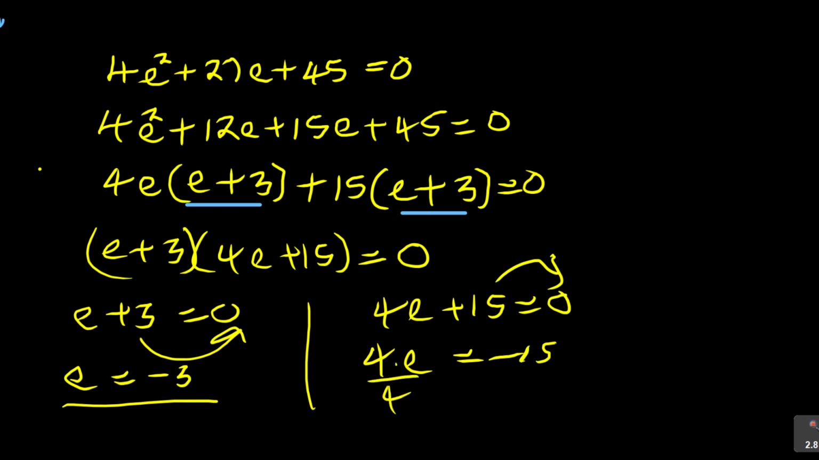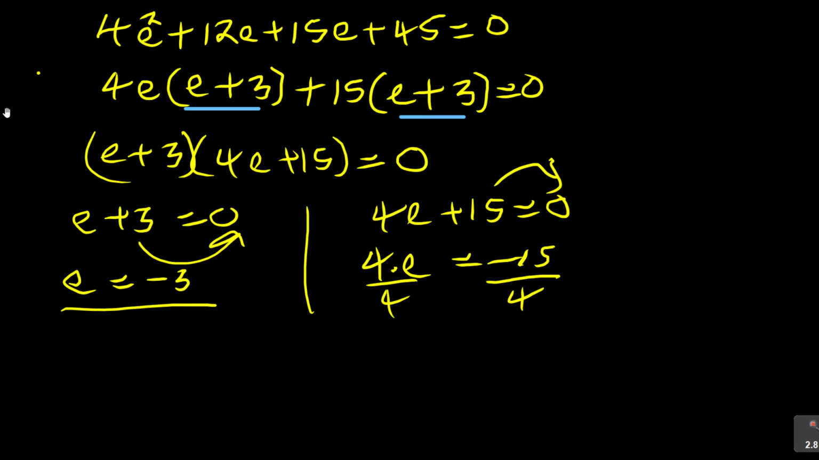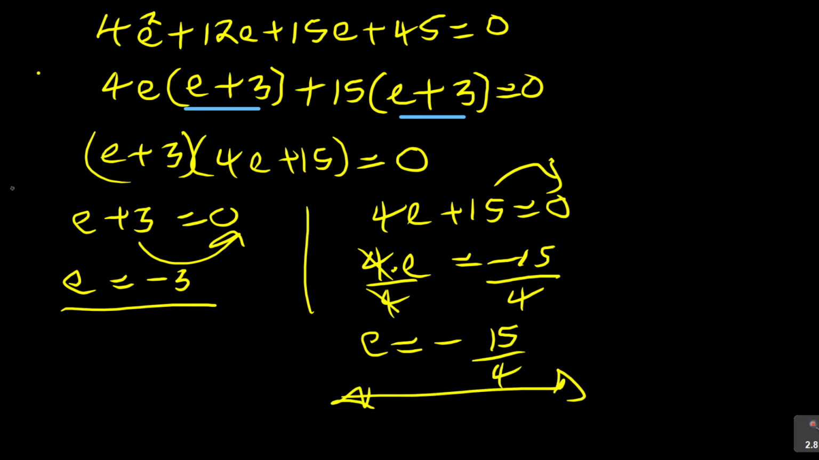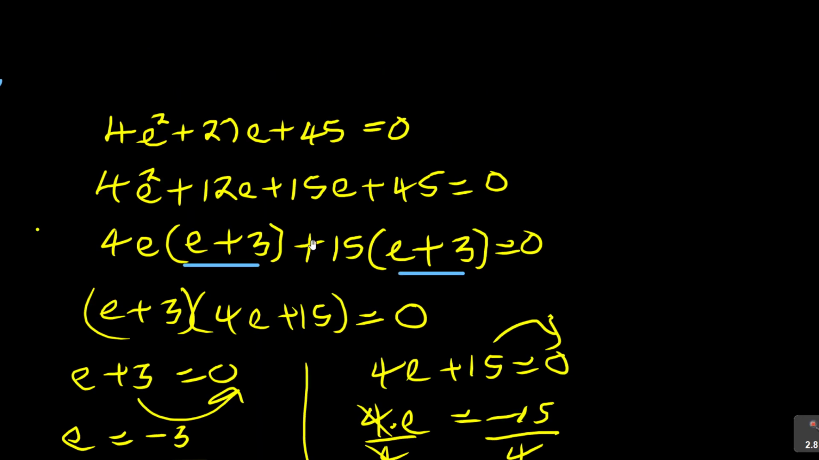Divide by 4. Remember, when it's times, you divide. Divide by 4, and then what is our e? You cancel there. Our e is negative 15/4. Guys, everything you get, you must test it. I'm not going to do it for you. You need to test it.